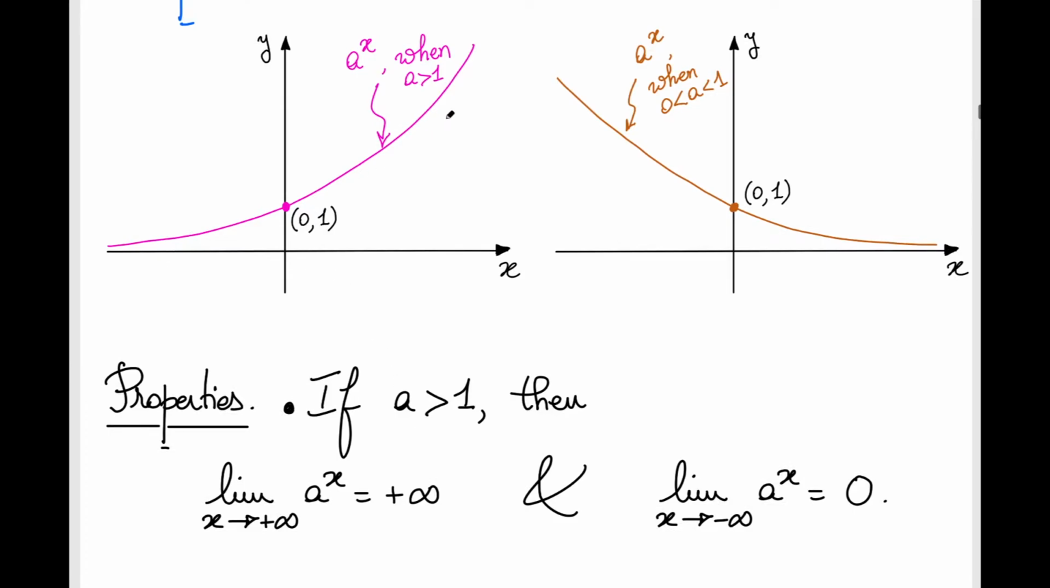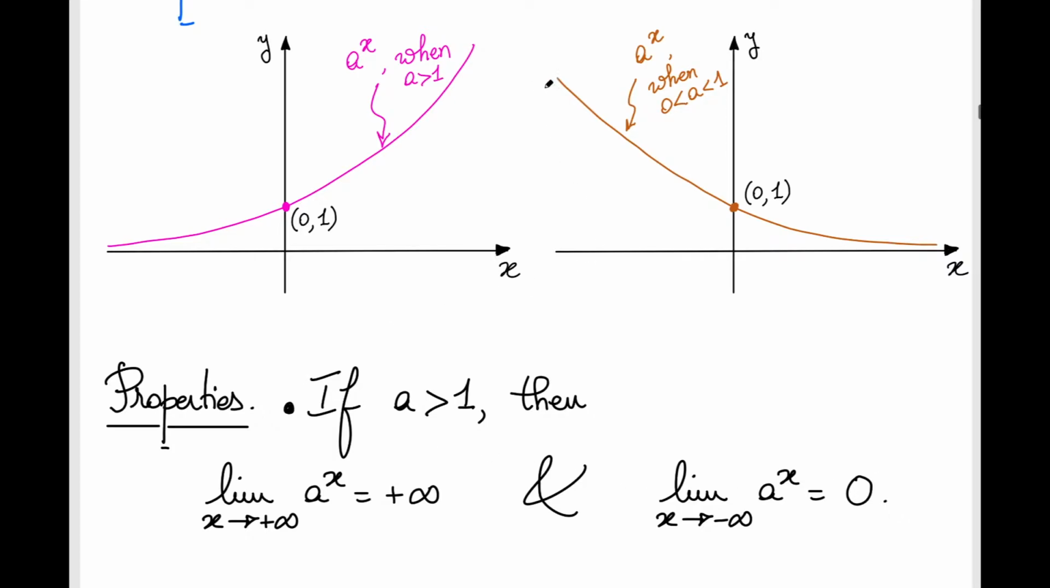Let's talk about the pink one. What can we say about the limits? As x goes to plus infinity, I'm talking about this, the function is going also to plus infinity. Again, I'm talking about the pink trend, which means I'm assuming the base is bigger than 1. So if x goes to plus infinity, the function a to the x is blowing up. And if x is going to minus infinity, the function is decreasing all the way to 0. This is 0 plus, if you want to be more precise.